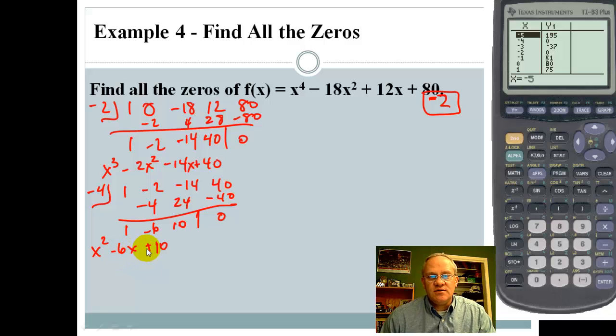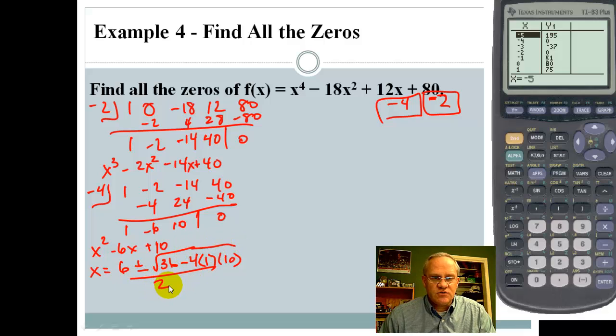So I'm going to again use the quadratic formula. By the way, negative 4 was another root here, so I'm going to write that in up here as well. So far we have negative 4, negative 2 as our zeros. And then I have to do the quadratic formula one more time to find the remaining 2. So x is equal to the opposite of b, which is 6, plus or minus the square root of b squared, 36, minus 4a, which is 1, and c, 10, all over 2a. So all over 2.